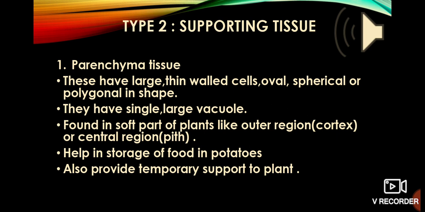Now the next thing is this: the cells have a large single vacuole. Now what is the significance of the vacuole? Vacuoles are usually pockets which store water. So as these cells are not dividing, they need water for survival. So for that they need to store water inside. So they have a large vacuole for storage of water.